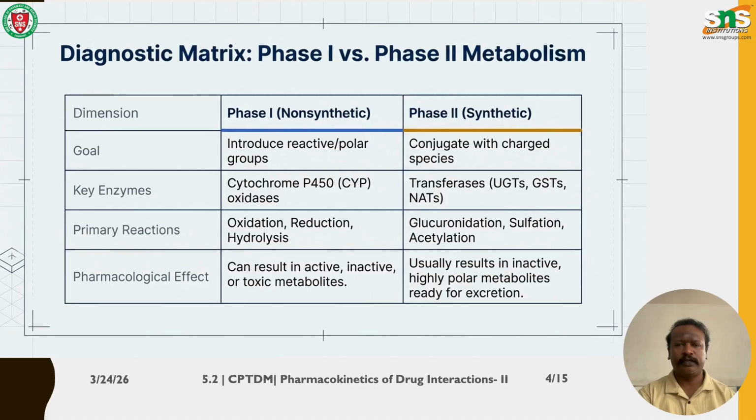In phase 1 metabolism, enzymes modify the drug by introducing functional groups. These reactions may activate, inactivate or sometimes produce toxic metabolites. In phase 2 metabolism, conjugation reaction occurs, making the drug highly water soluble and easier to eliminate from the body. So overall, phase 1 modifies the drug and phase 2 prepares it for excretion.